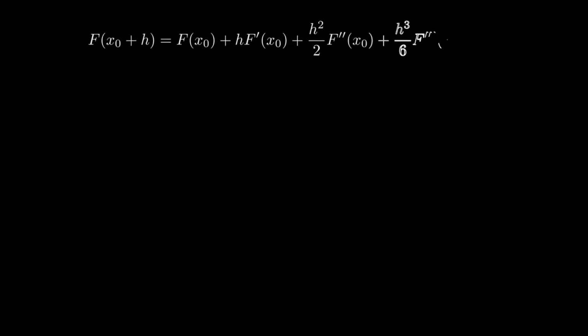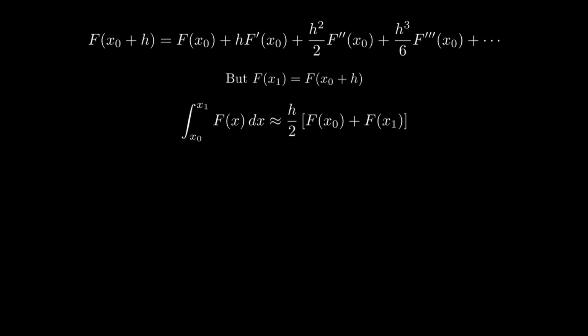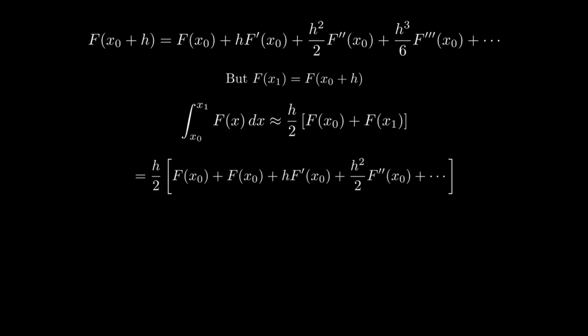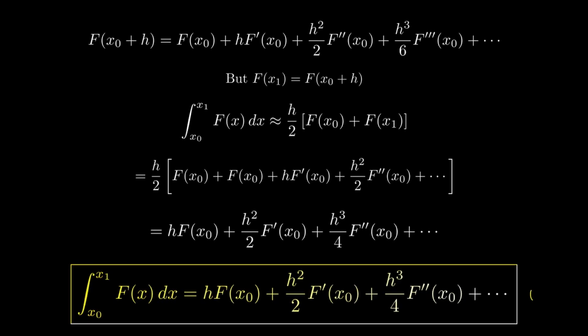Now let us expand f(x0 plus h) using Taylor series around x equals x0. We obtain the following. Now here we have the trapezoidal formula in the interval x0 to x1. Now we substitute the value of f(x1). On further simplifying, we get the following result. We will call it equation 2.